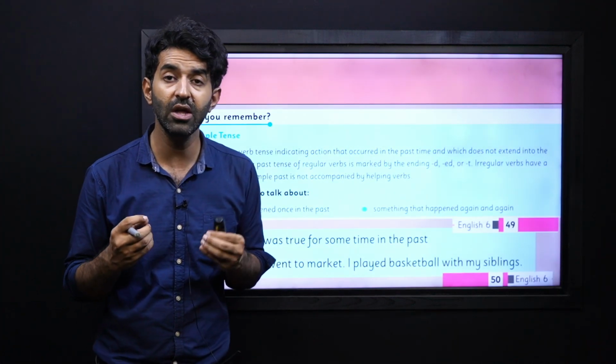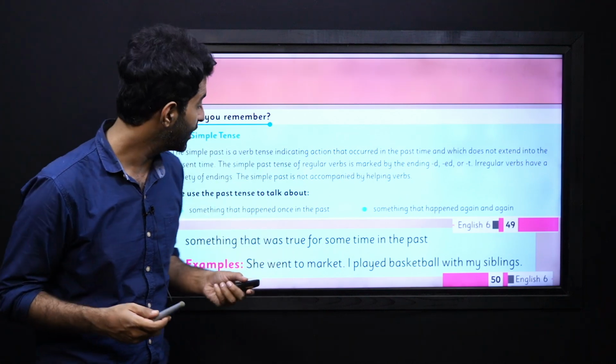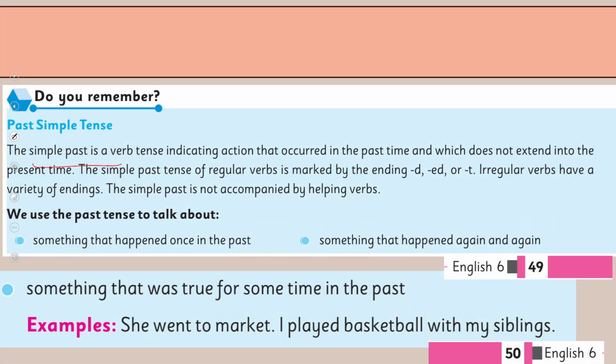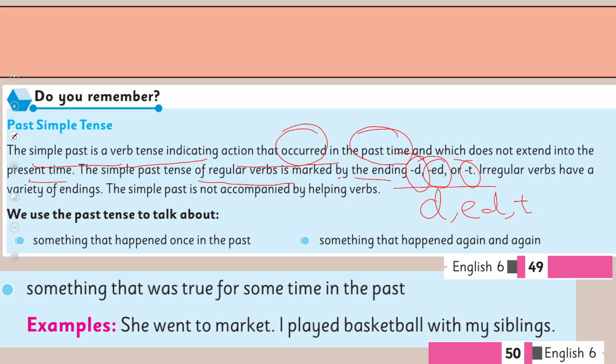Let's do a quick recall of simple past tense. The simple past is a verb tense indicating action that occurred in the past time, and which does not extend into the present time. The simple past tense of regular verbs is marked by the ending. Now, how do they end? They end with d or ed or t. Notice this, students. D, ed, and t. Keep that in mind. Irregular verbs have a variety of endings.